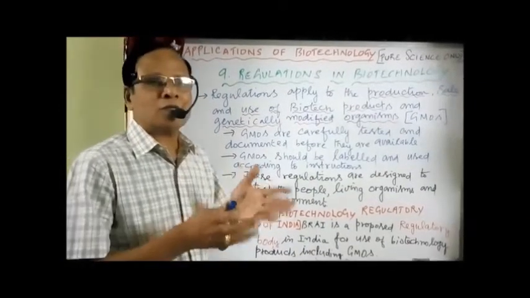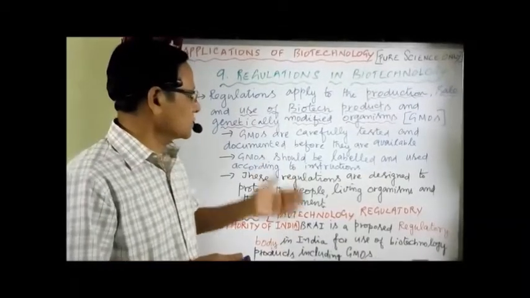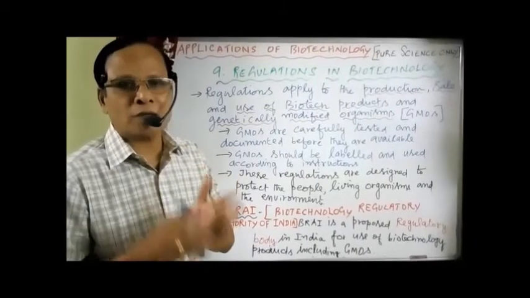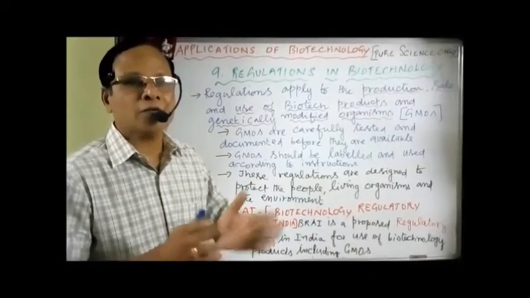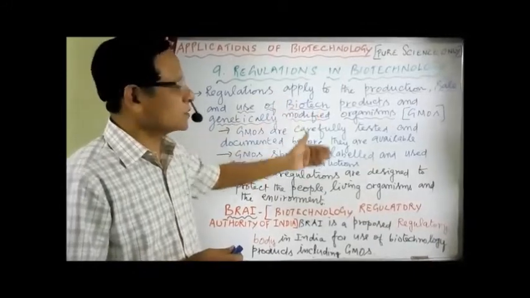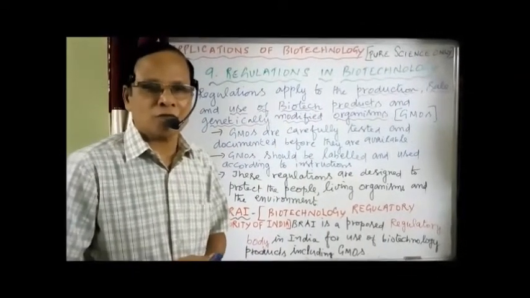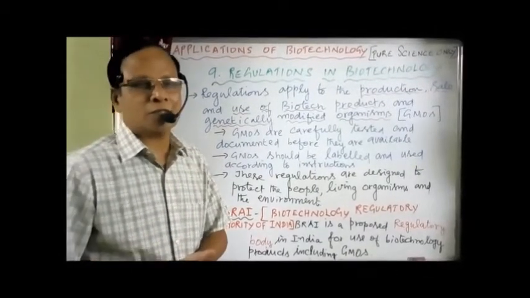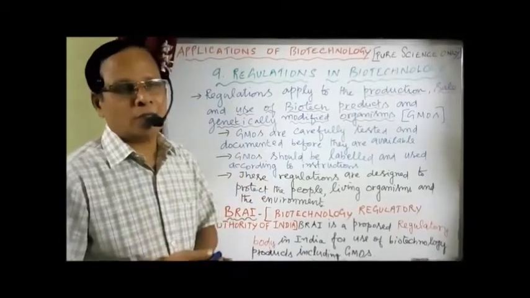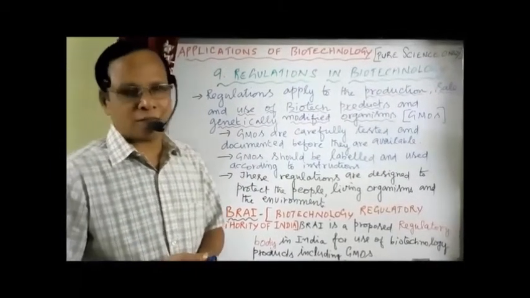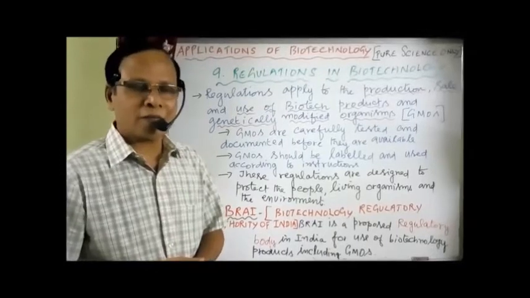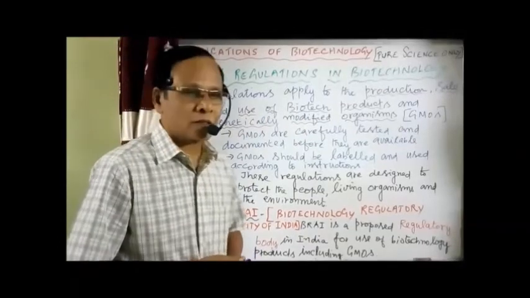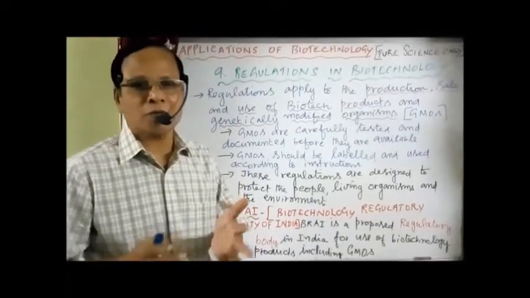Now, what are these regulations for? These regulations are designed to protect the people, the living organisms and living systems, and the environment. We have various committees, such as advisory committees or panels, set up to regulate biotechnological products or genetically modified organisms.